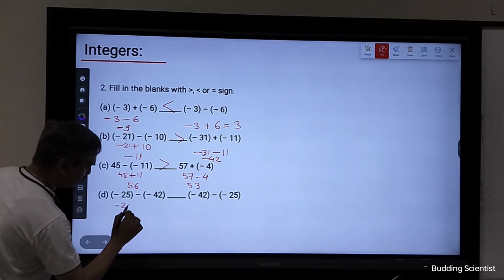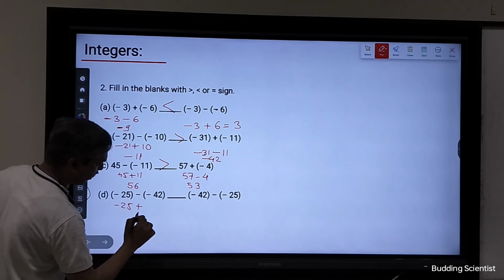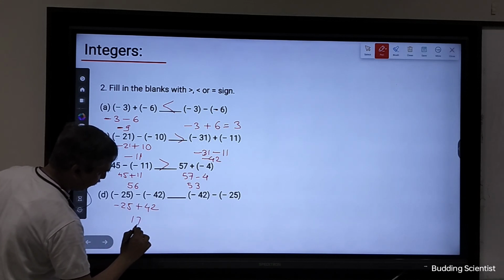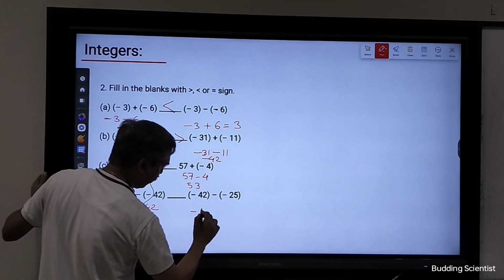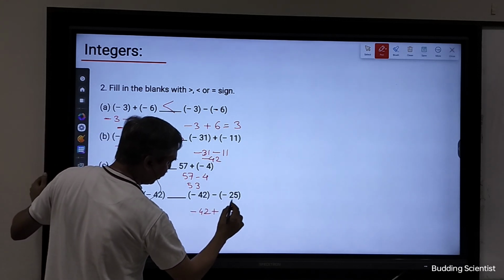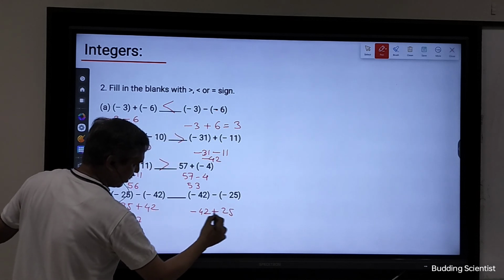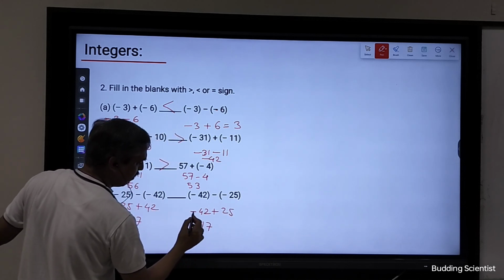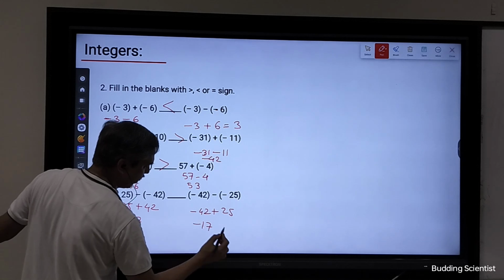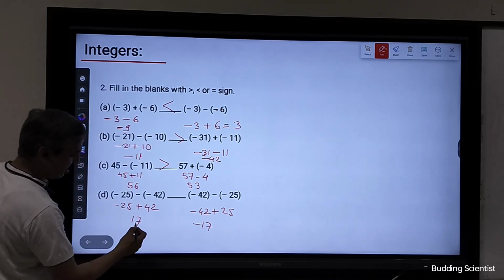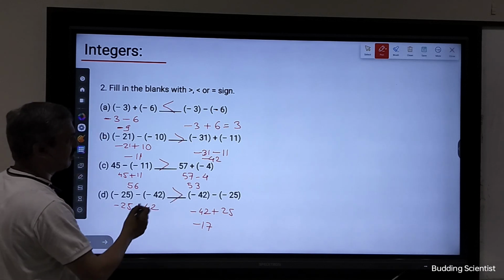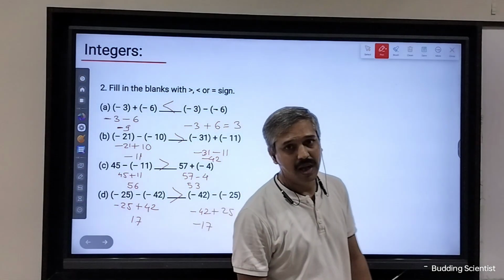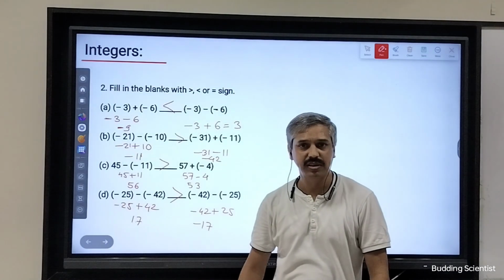Minus 25 minus minus plus 42 is 17, and the sign of the bigger number here is positive. Minus 42 plus 25. Subtraction will also give 17, but the sign of the bigger number is minus. Minus 17, this is minus 17, this is plus 17. The positive number is greater, so the answer is like this. I hope there is no problem with this.